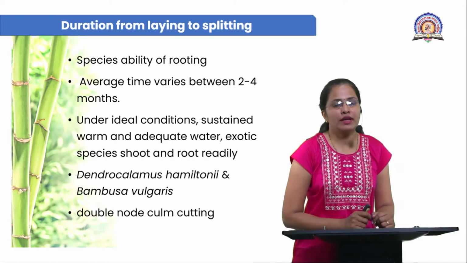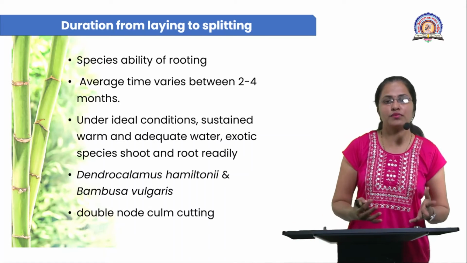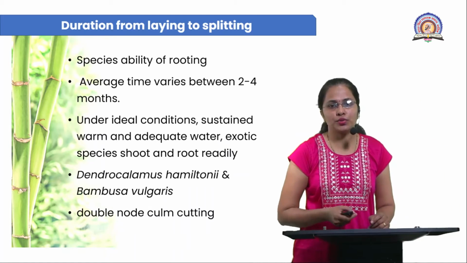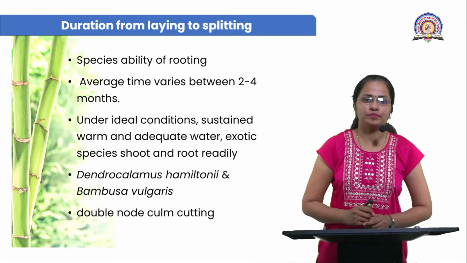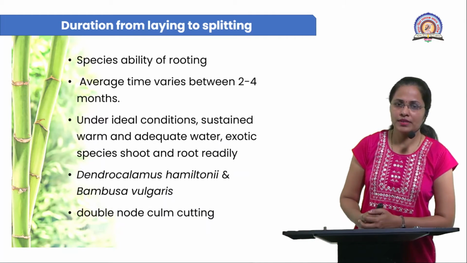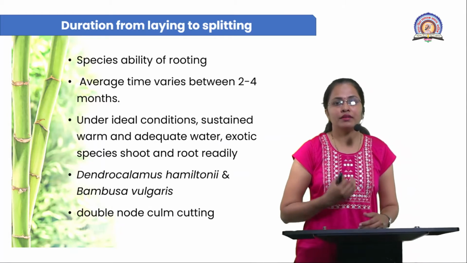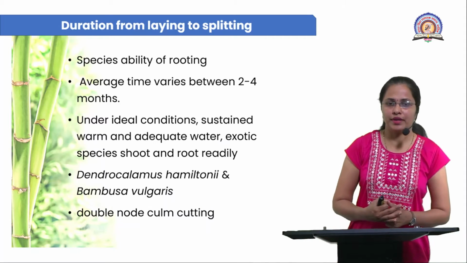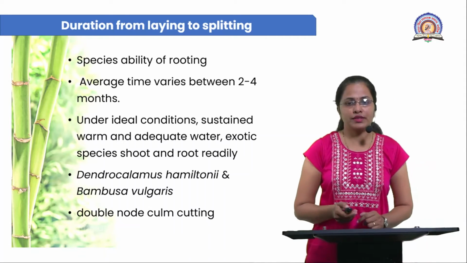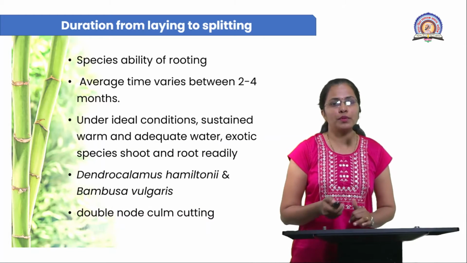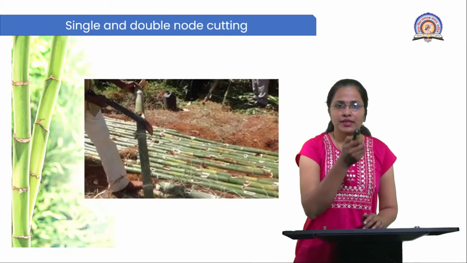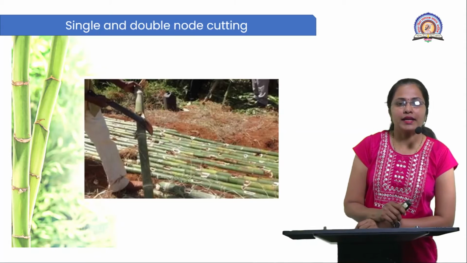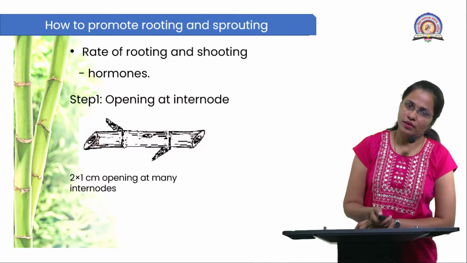Under ideal conditions, in sustained warm conditions with an adequate supply of water, the exotic species shoot and root immediately. In the case of Dendrocalamus and Bambusa species, we get a good response to splitting within a short period. Generally, double node clump cutting is preferred for the propagation of bamboo. In the picture, you can see shoots of bamboo with dormant buds, which can be used for propagation of bamboo.